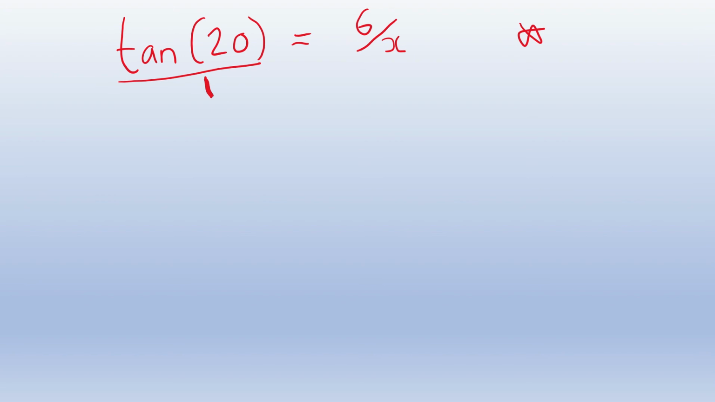So I've got tan 20 over 1 is equal to 6 over x. Remember, I haven't changed the value of tan 20 because if you divide something by 1, you still get the same thing that you started off with. So just to explain my next step, I'm just going to go over here and talk about inverting fractions. If you had a half, if you think back to primary school, you would have learned that a half is the same thing as 2 over 4.